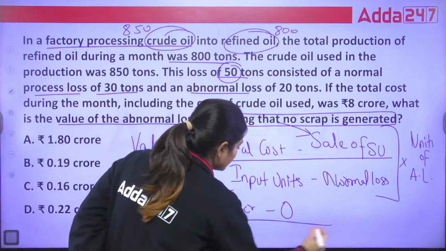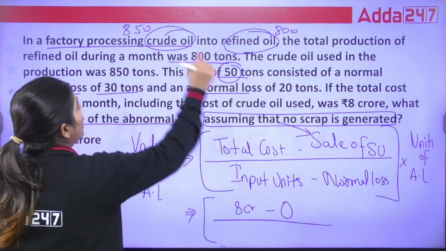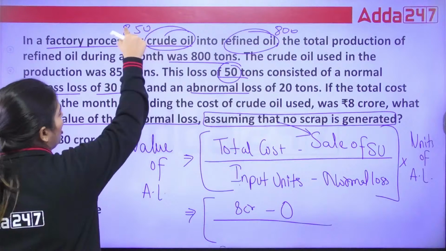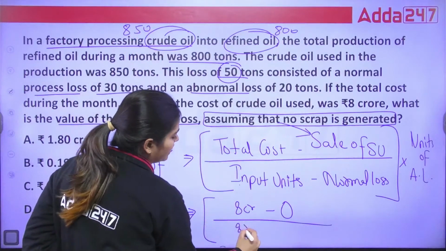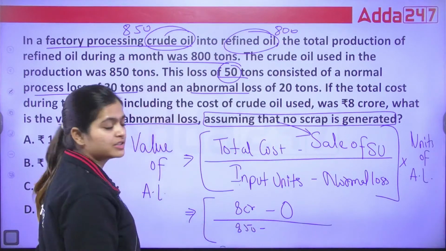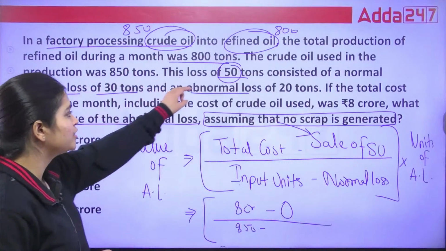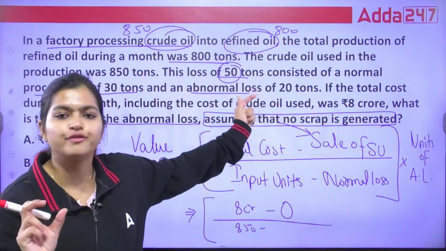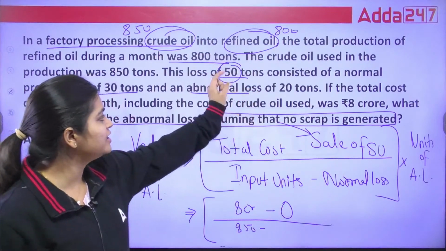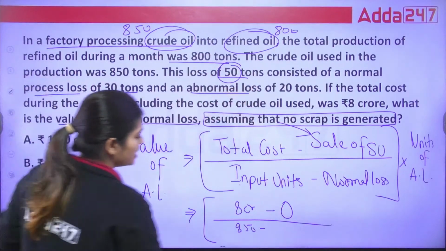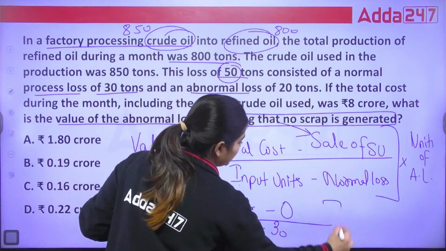Now, divided by input units, crude oil. How much is your input units? That is 850 units. What is your normal loss? In this third line, they are saying loss of 50 tons. Total loss is 50 tons. Out of this 50 tons, normal loss is your 30 tons. So we are going to subtract with 30 tons.